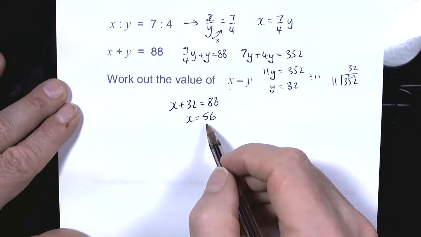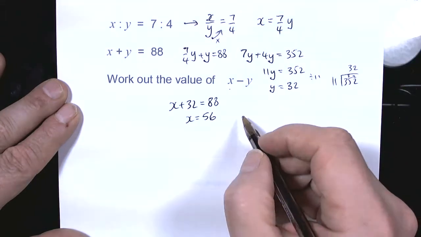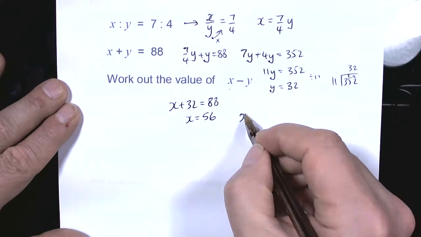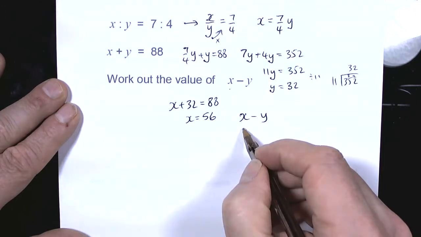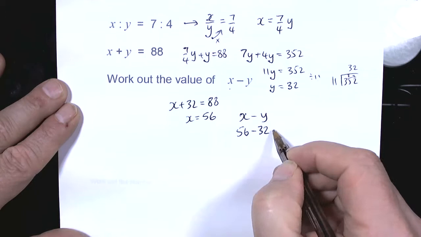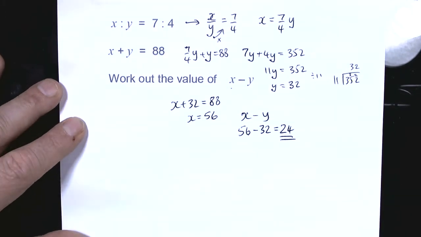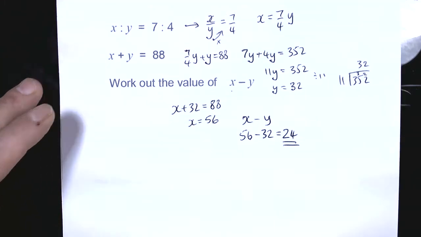okay, and if x is equal to 56, then x take away y is what the question wanted, so we can then do 56, take away the y value and get an answer of 24. Okay, so that's how that question could have been sorted.